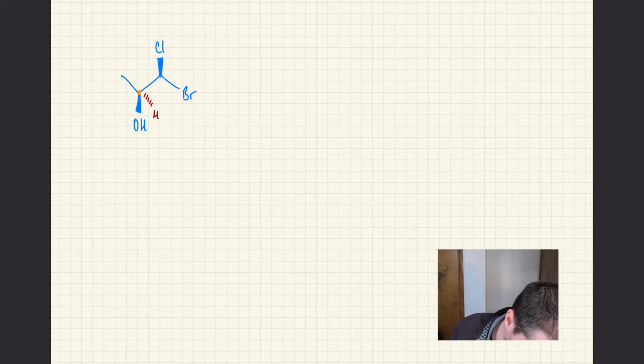So we can see that is 4 unique substituents. So this carbon here is indeed chiral. Let's look at this next one here.